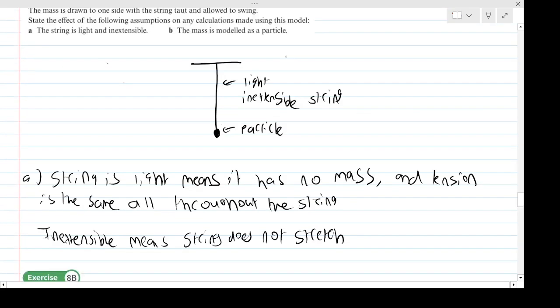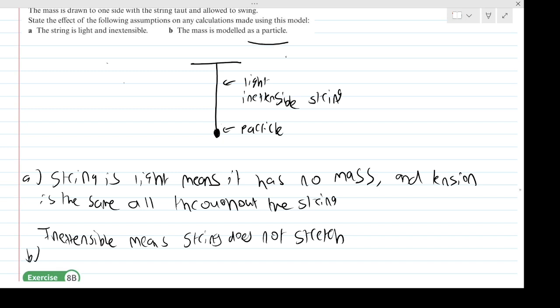If you do further maths, further mechanics, you'll spend time considering strings that are not inextensible, which you'll see will make the problems a bit more complicated. But for now, it does not stretch, it doesn't extend or compress in any way. It's just the string and that's it.